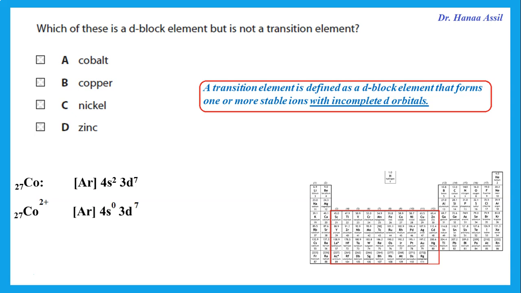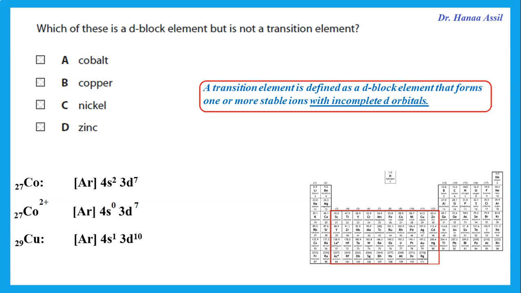So we still have the 3d incomplete. Remember, the 3d has 5 orbitals. To be complete, they must have 10 electrons. So if it has only 7, this is incomplete d orbitals. So cobalt is regarded as a transition element. What about copper? Copper is atomic number 29.